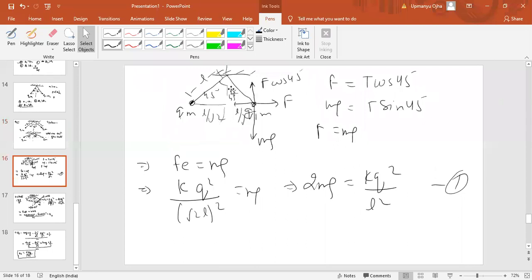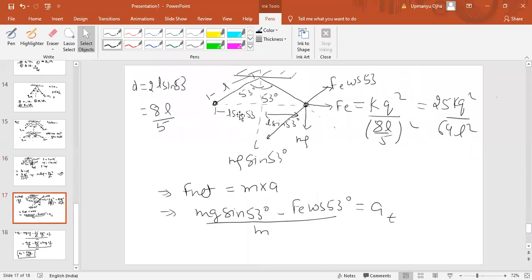Now first of all, what we have to do, we have to find the value of the electrostatic force when it is in equilibrium. So when it is in equilibrium, the electrostatic force acting will be kq square by root 2L whole square. That will be balanced by the weight mg. So from here we got one expression that 2mg must be equal to kq square by L square. This is the expression which we get when the balls are in equilibrium. Now next, when we slightly displace this ball at an angle of 53 degree from the vertical, then you have to find the acceleration there.